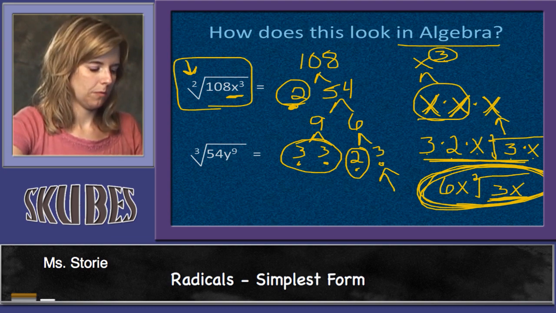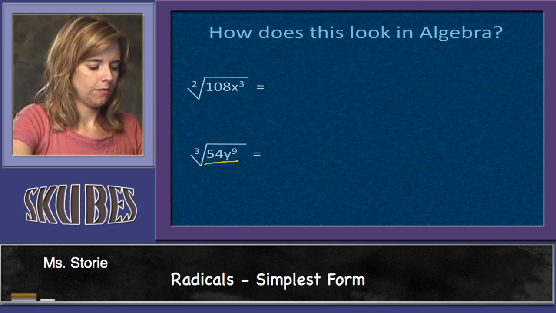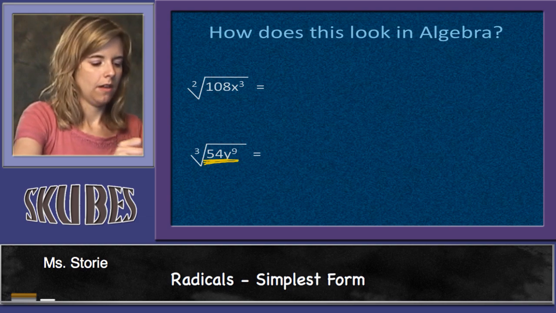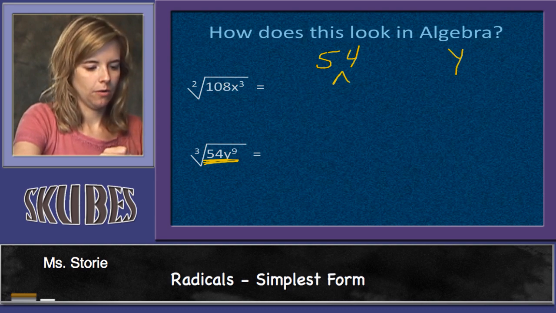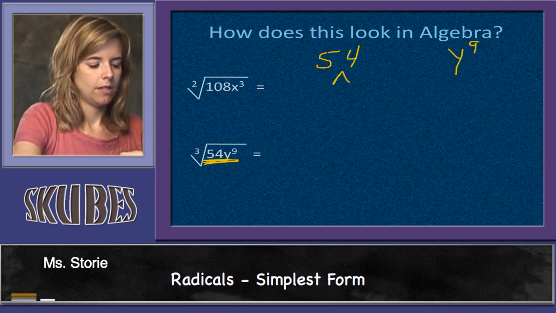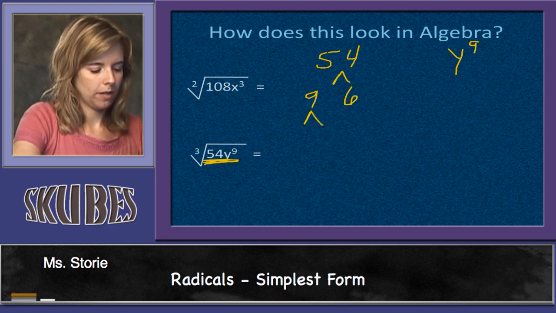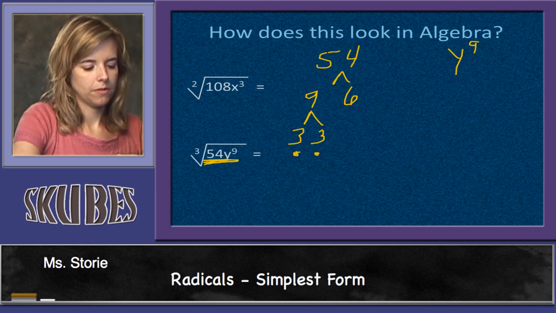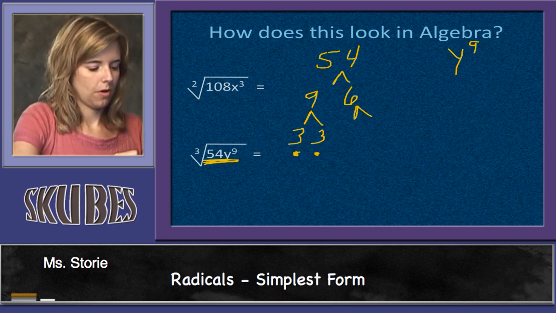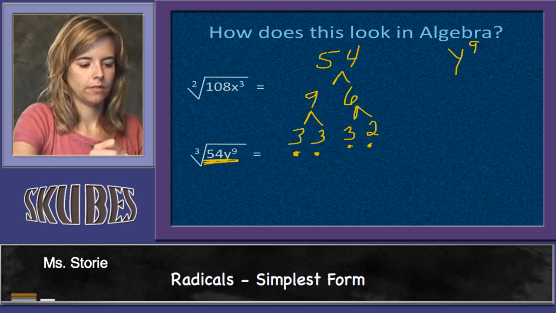All right, let's look at the next one. Now we're going to take 54 and y to the 9th. So let's break 54 down, and let's also break y to the 9th down. So 54 would be 9 times 6. 9's not prime yet, break them more. 3 are prime. Both of these 3's are primes. And then 6 is not prime, so we need prime numbers, and there they are.